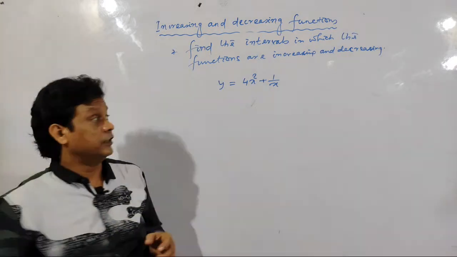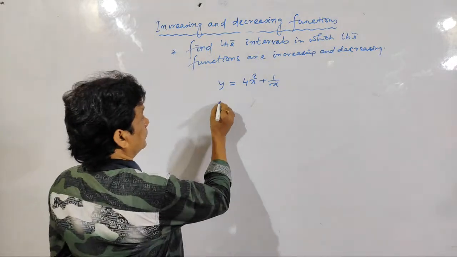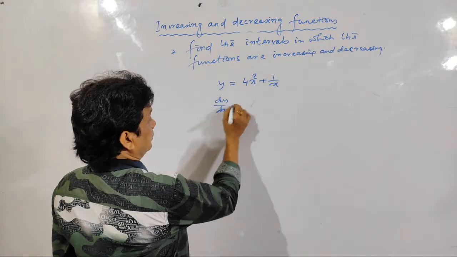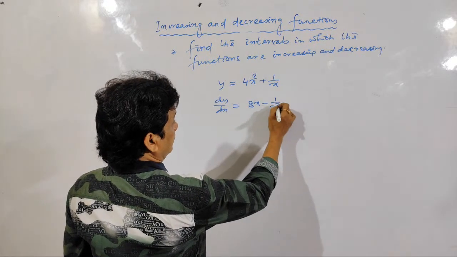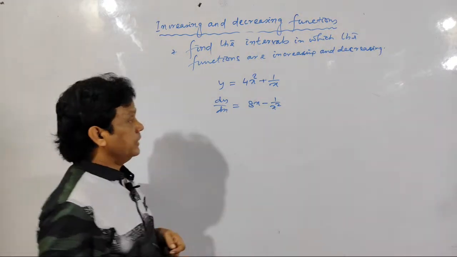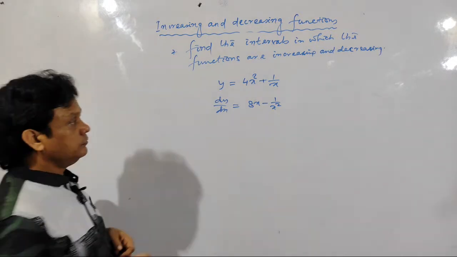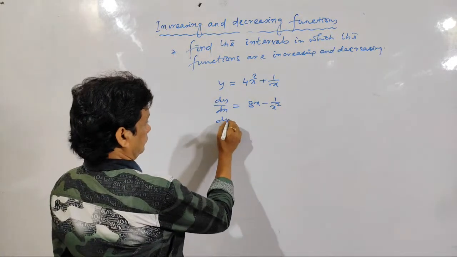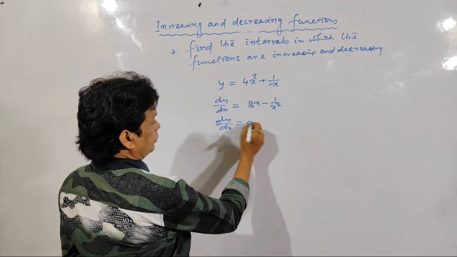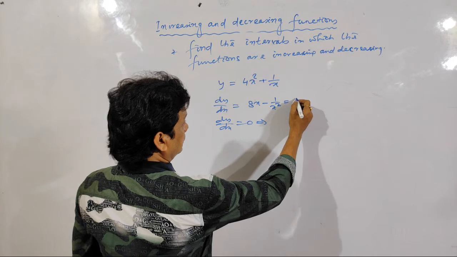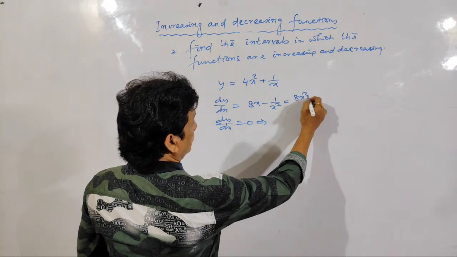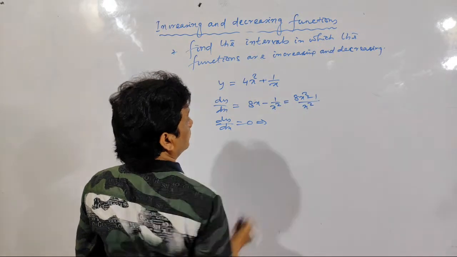Increasing. Okay, let us see here. What is dy by dx? It is 8x minus 1 by x square. So dy by dx is equal to 0. It implies if we take the LCM, it will be 8x cube minus 1 by x square.